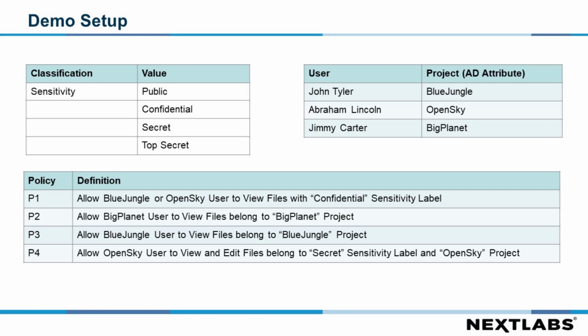There are 4 policies created for the demo. Policy 1. Allow BlueJungle or OpenSky users to view files with confidential sensitivity label. Policy 2. Allow BigPlanet users to view files that belong to BigPlanet project. Policy 3. Allow BlueJungle users to view files that belong to BlueJungle project. Policy 4. Allow OpenSky users to view and edit files that belong to Secret Sensitivity Label and OpenSky project.